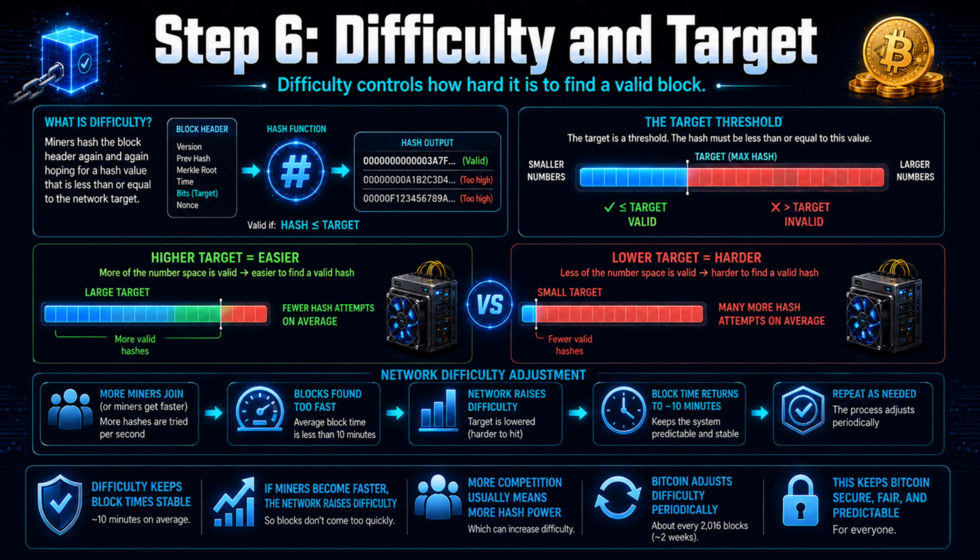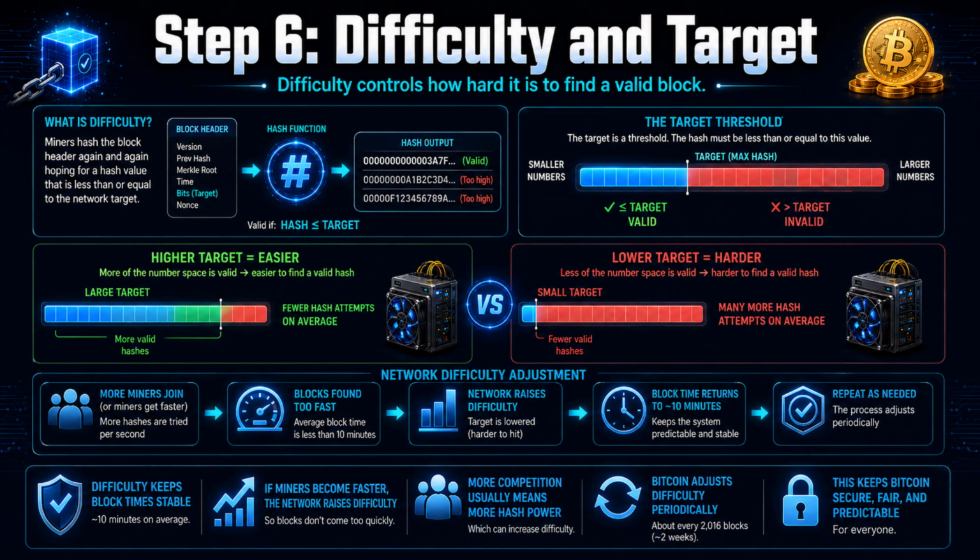If those blocks were created too quickly, it means the total network hash rate increased. The protocol raises the difficulty, so future blocks become harder to find. If the blocks were created too slowly, the protocol lowers the difficulty. The goal is to maintain an average block interval of approximately 10 minutes. This adjustment is necessary because the number of miners and the efficiency of mining hardware can change dramatically over time. Without difficulty adjustment, faster hardware could cause blocks to be produced too rapidly, while a major reduction in mining power could make blocks extremely slow.